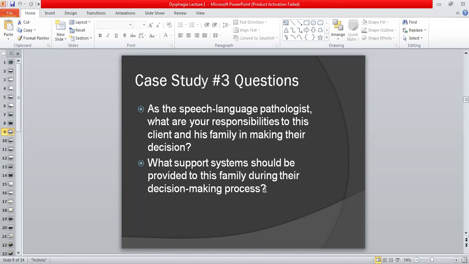And what support should be provided to the family during this decision making? We need to counsel them again. Supports, we can share cases with them, we can show them videos, we can show them how the patients have responded, we can show them case histories like Martin, so that they can have an easy decision making.